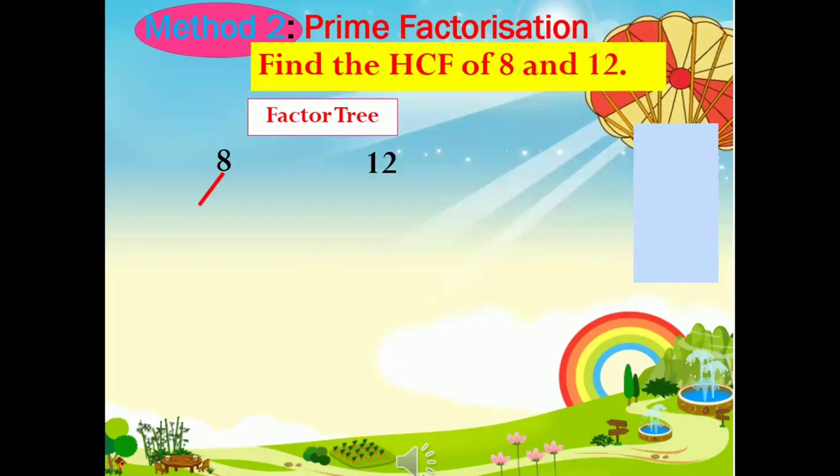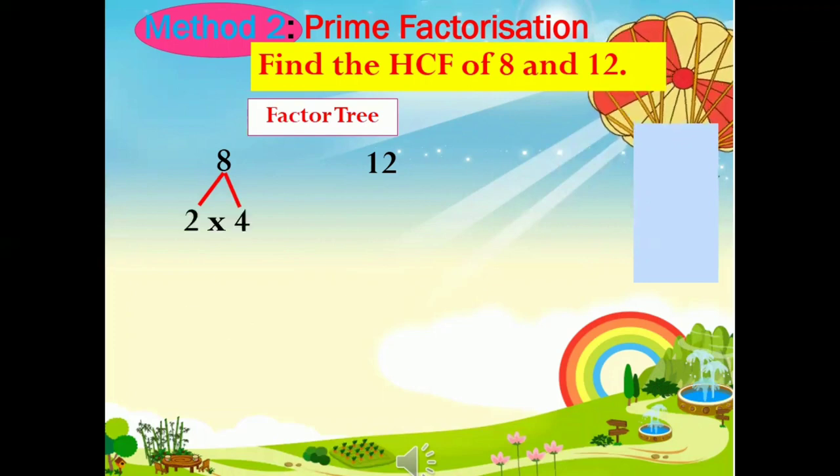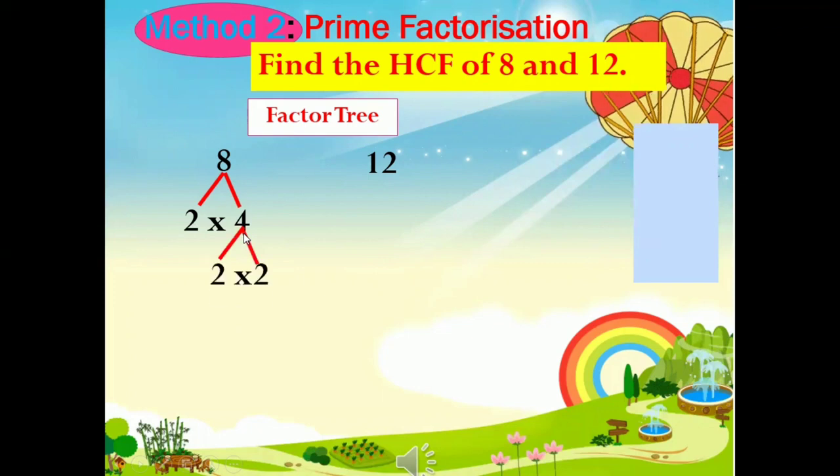So we are going to think of two numbers that when multiplied will give 8. Always remember to use prime numbers. So it would be 2 times 4. 2 is a prime number. 4 is not a prime number, so we need to split 4. So it would be 2 times 2. Okay, so all of the numbers here now are prime numbers.